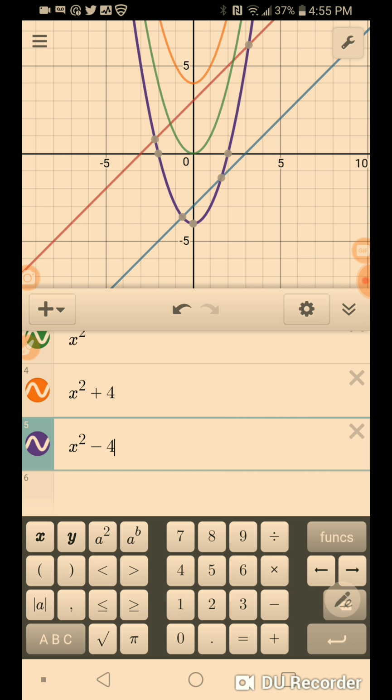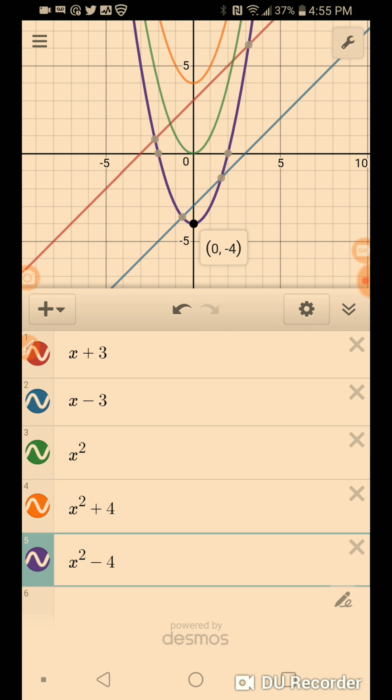Okay, you can see another purple graph, parabolic function or quadratic function. You will see the ordered pair at 0 and -4. So here the x value is 0 and the y value is what? -4. This is another parabolic function. You know, it looks so beautiful.